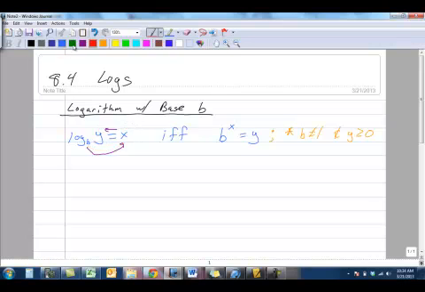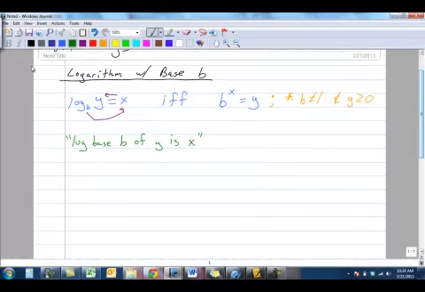And here's what's up. The way that we say this, I keep saying this, I want you to write it down too. This says log base b of y is x. That's what this actually says here. Log base b of y is x.